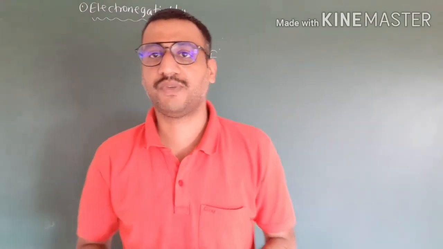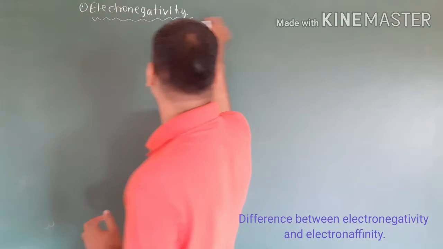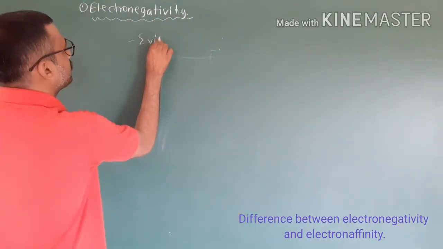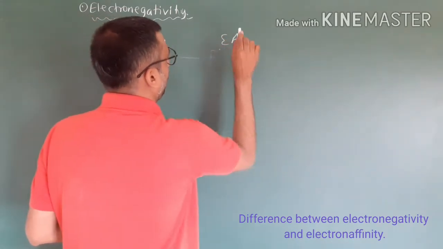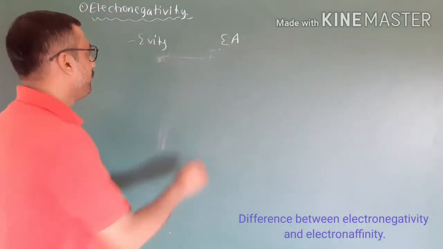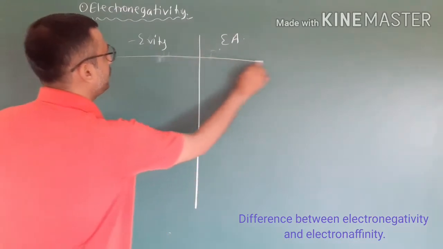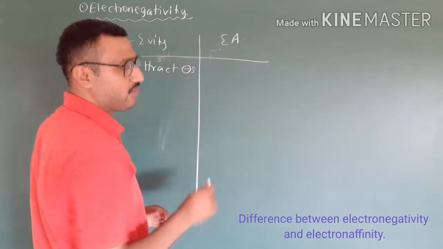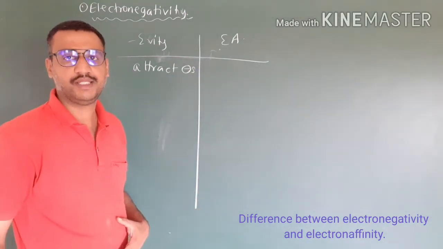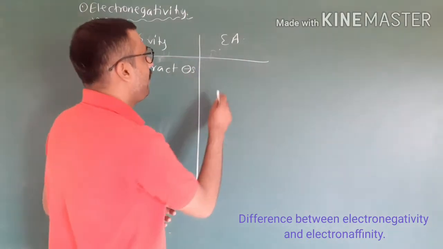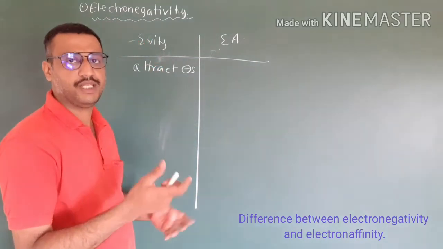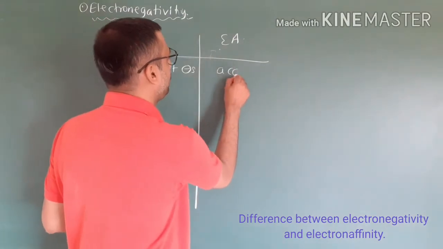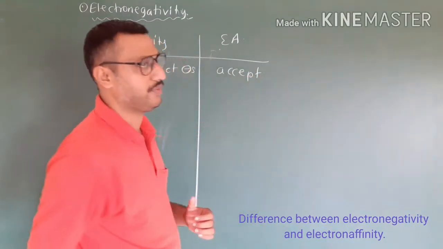What is the difference? The points of differentiation: the first one, electronegativity is the tendency to attract electrons, but electron affinity, as I said in earlier videos, is the amount of energy released when an electron is accepted by a neutral gaseous atom. So electron affinity is nothing but the tendency to accept an electron.